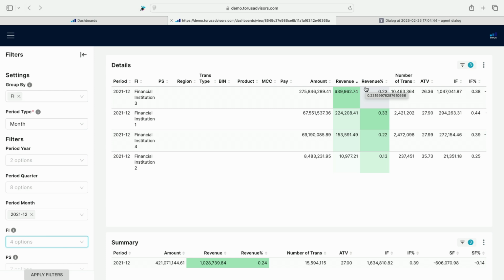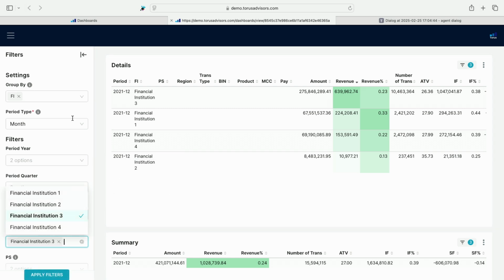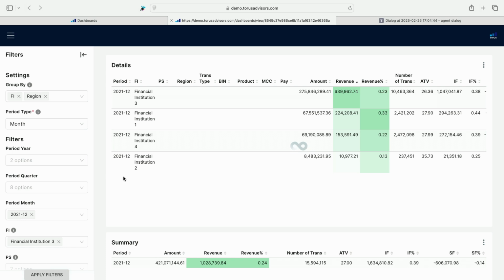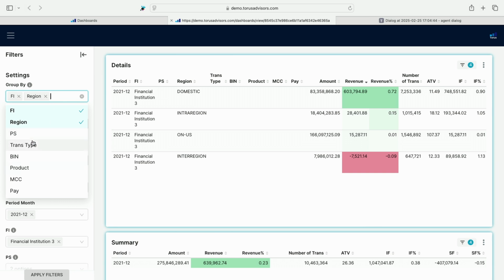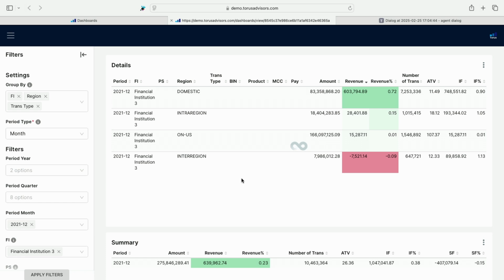So coming back to the demo, we can also have a more detailed look. So for example, let's have the largest financial partner. And also let's split the costs in a more granular way, for example, by regions here. And it will show us, surprise, for example, for this specific fintech partner, interregional transactions are actually loss-making. So we need to very accurately consider that when allocating the cost to them. And we can also split it by the type of transactions. And then we'll have the whole picture.